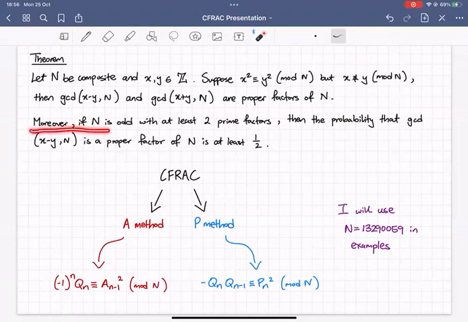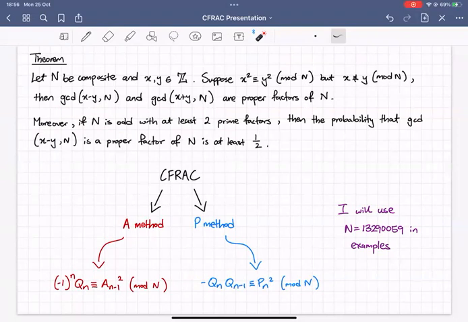And here I've added a nice little fact. The probability that the GCD of x minus y and n is a proper factor of n is actually more than 50-50, which is quite nice. We want to find factors quickly.